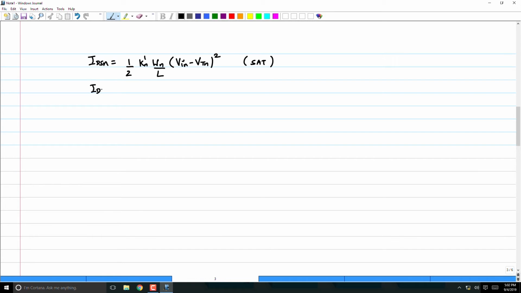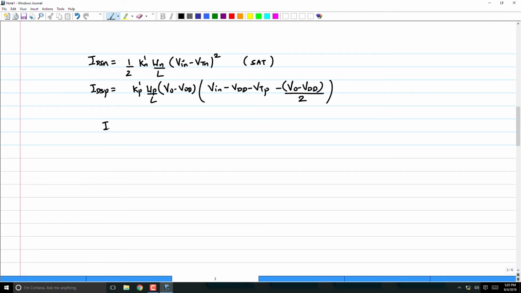What about IDSP? KP prime WP by L into, it's a linear current, right? So it is VDS into VGS minus VT minus VDS by 2. What is VDS? V naught minus VDD into Vin minus VDD minus VTP minus V naught minus VDD by 2.